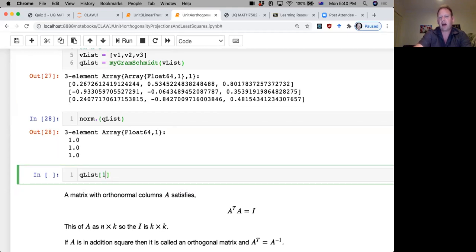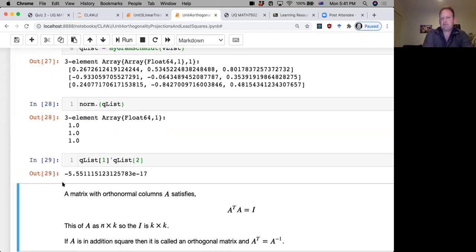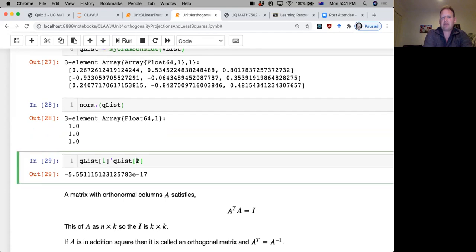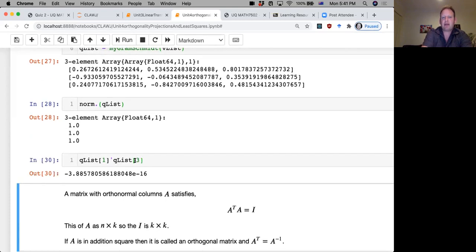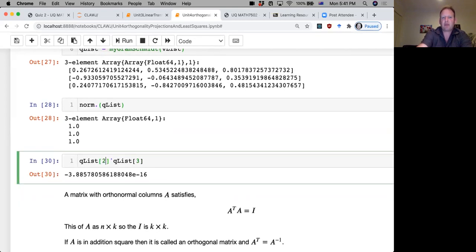Now, if I do Q list, let's say I, which is 1, inner product with Q list 2, what should I get now? What is it? 0, right? Because they should be orthogonal, and that's a 0, right? And the same will happen if, say, 1 and 3. The same would happen, say, with 2 and 3.